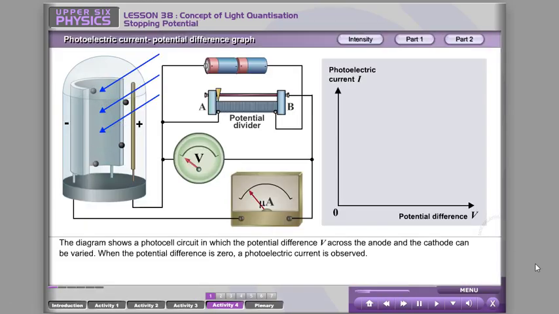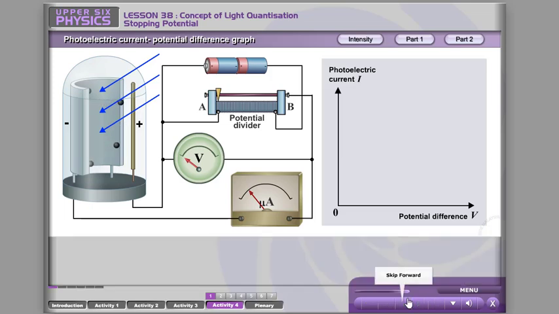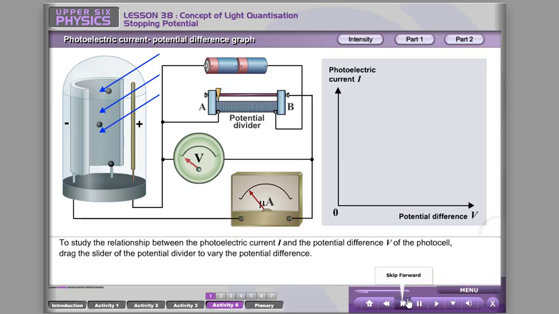The diagram shows a photocell circuit in which the potential difference V across the anode and the cathode can be varied. When the potential difference is zero, a photoelectric current is observed. To study the relationship between the photoelectric current I and the potential difference V of the photocell, drag the slider of the potential divider to vary the potential difference.